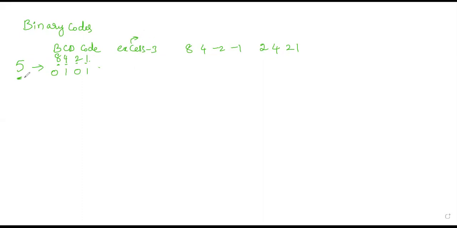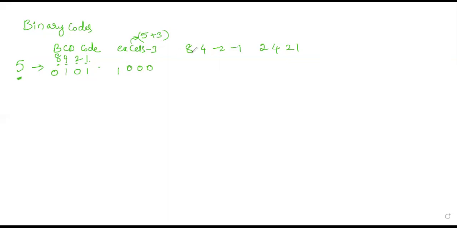XS3 is nothing but the binary equivalent of the digit after adding 3. Whatever the digit may be, you have to write the binary equivalent of the digit plus 3. 5 plus 3 is 8. How do you write 8? 1, 0, 0, 0. I asked you to remember the binary representation of the decimal digits 0 to 15. That is nothing but the base 2 table. You have to remember it.